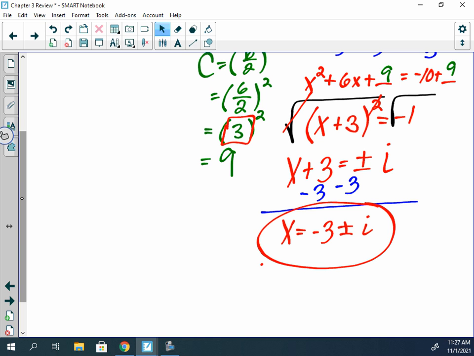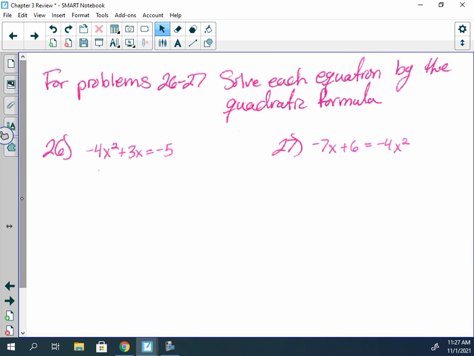Any questions on any of this here? Any other questions on 24 or 25? Okay. Let's look at 26 and 27. Is there one of these in particular that you all want to look at? Let's look at 27. Now for either one of these here, we do need the equation equal to 0.